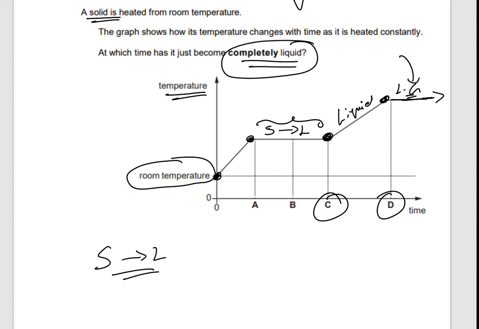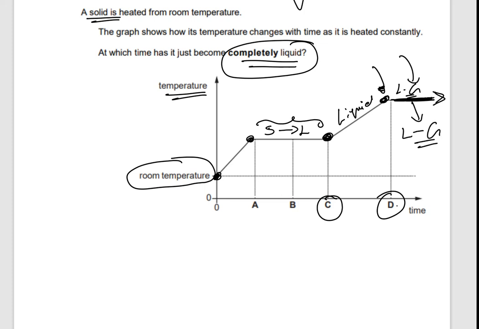at which time it becomes completely liquid. So at C, it has just started to turn into a liquid, but at D, it is completely a liquid now. After the D point, you would see the flat line again, which means at that point the liquid has started to turn into gas. So D should be the answer, not C. D is the right answer.